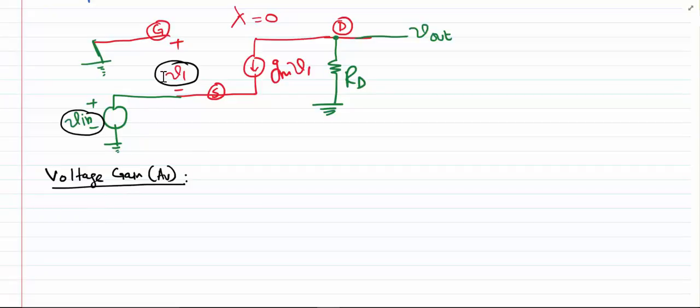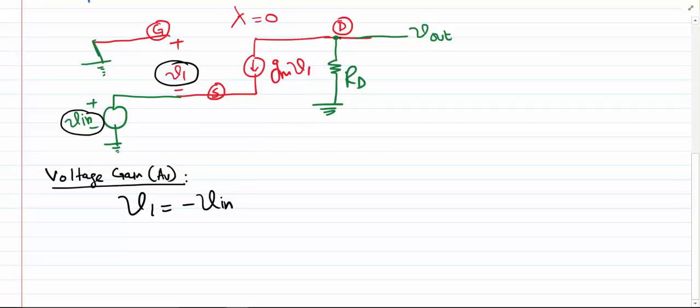Here we can observe that V1 is equal to the negative of Vin. This is because the positive terminal of Vin is on the ground, whereas the negative is on the source, and this terminal of Vin is connected with this terminal of V1. Therefore we can say that V1 is equal to negative Vin.